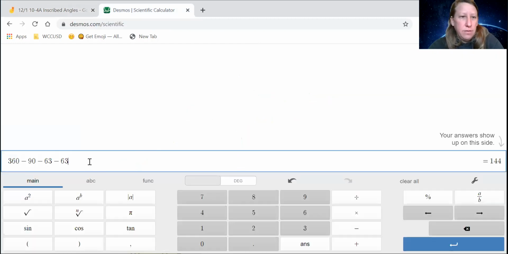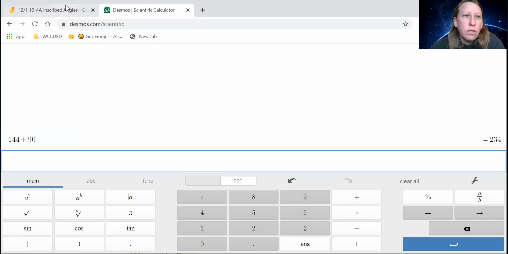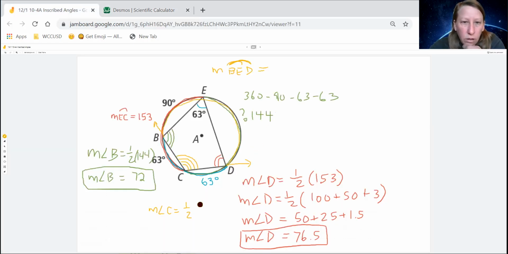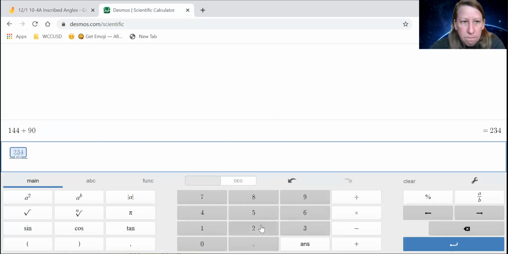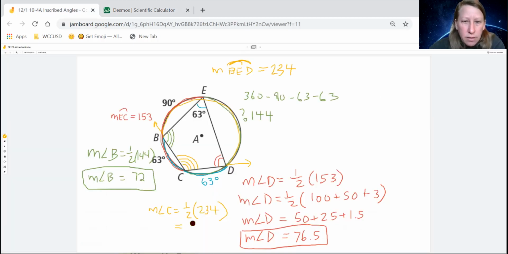The measure of arc BED is 144 plus 90. Let's go back to here. 144 plus 90 is 234. Half of 234, all right, I think I did something wrong. Let's see if I can find my mistake. Half of 234, does anyone see my mistake yet? Half of 234, answer divided by 2, 117. Okay.